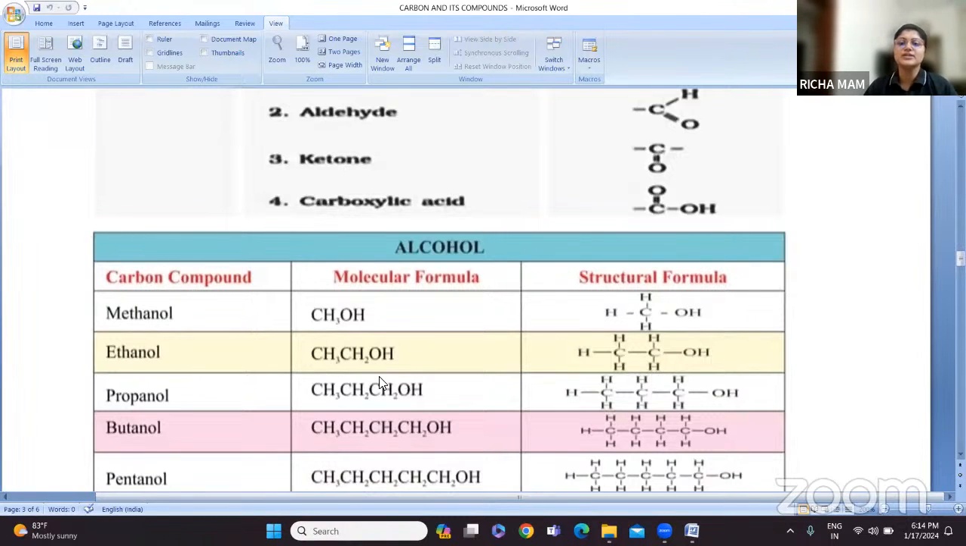Now we are going to see some of the important alcohols. These names depend upon the number of carbon atoms, and this is how you name them. When you have one carbon, it is called meth. And the suffix which you put is what? OL. So it is methanol, with "ol" as the suffix.